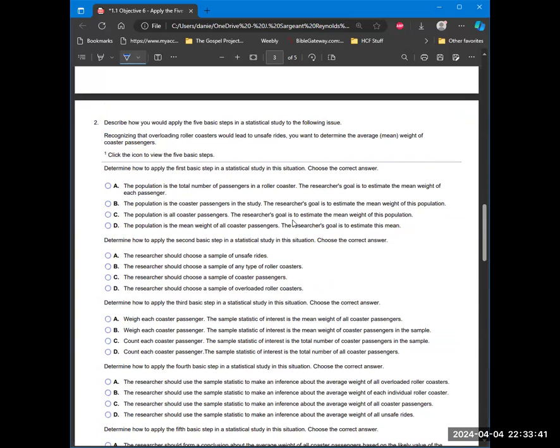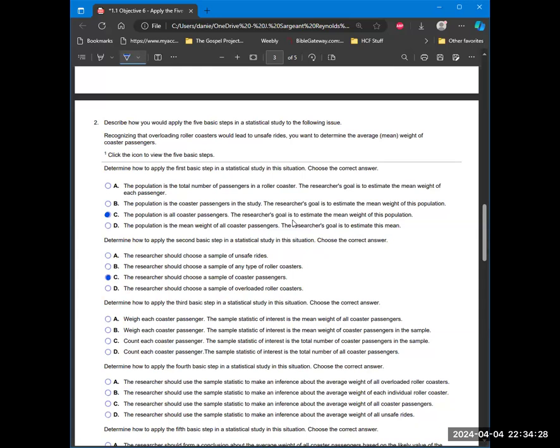Let's determine how to apply the first basic step of the statistical study in this situation. So the first step is to identify our population and our goal. So the population is all roller coaster passengers. And the researcher's goal is to estimate the mean weight of this population. So that's C. Now let's determine how to apply the second basic step in a statistical study in this situation. Choose the correct answer. So the researcher should choose a sample of coaster passengers, B, C.